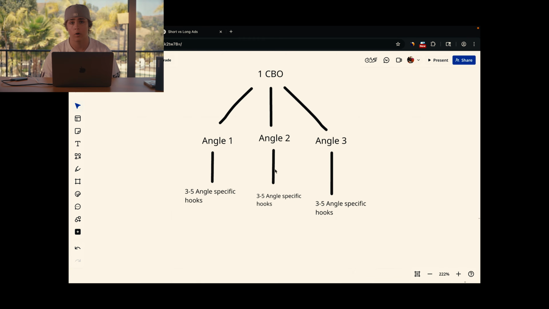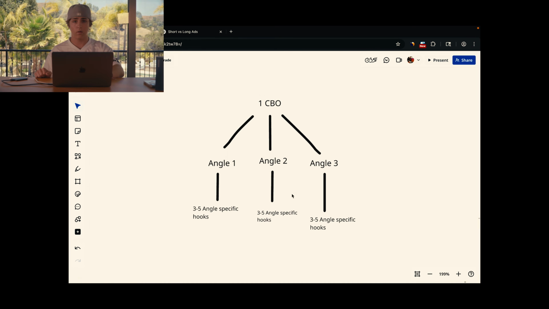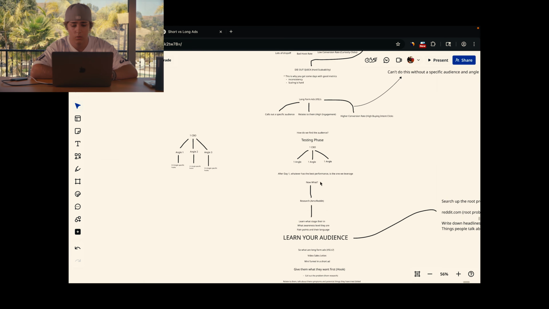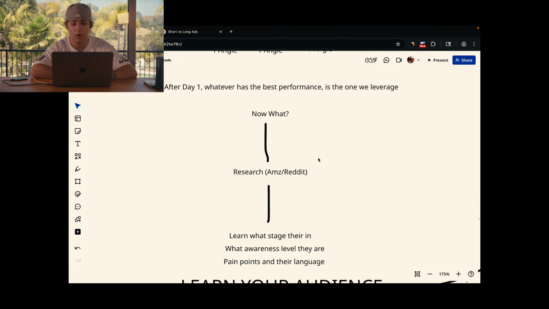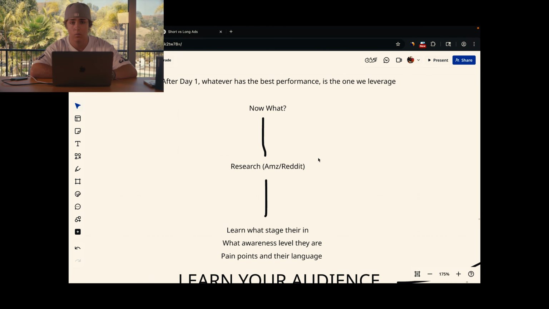take the highest performer. Obviously, we're looking for really good soft metrics like cost per click, CTR. CPMs aren't really in your control, so I would look at just CTR and CPCs. And then obviously hard metrics, add to carts, initiated checkouts, and purchases. Based on that, whatever is the highest performer or has the highest intent of performing well, we're going to go ahead and do research on. This takes me into the next part. After day 1, whatever has the highest performance is the one we leverage.